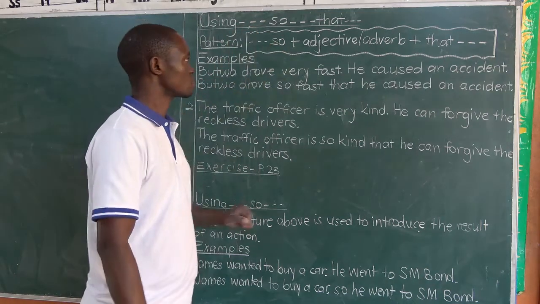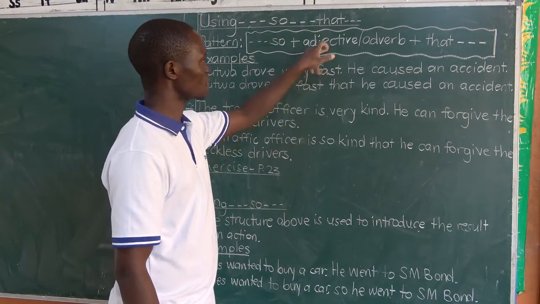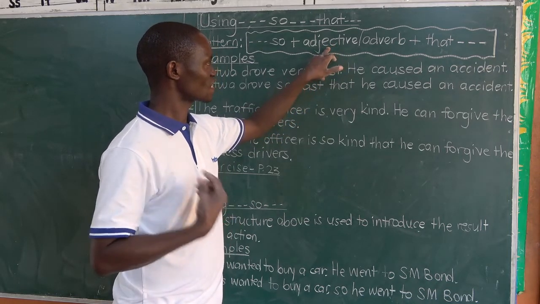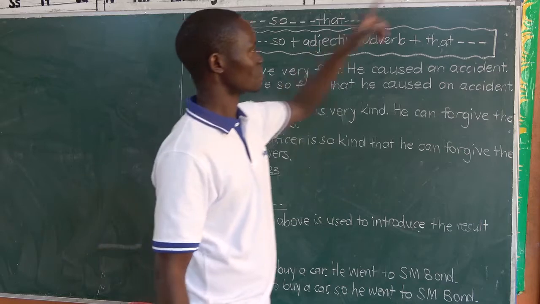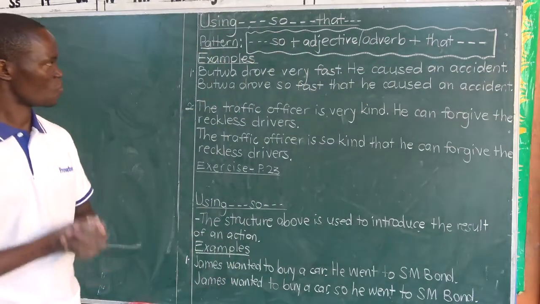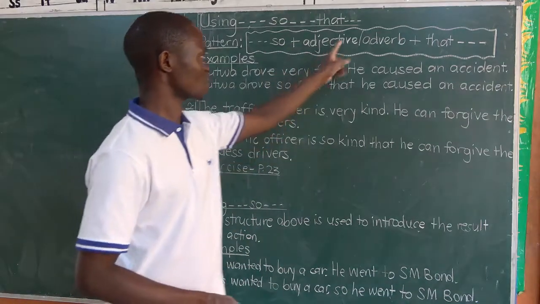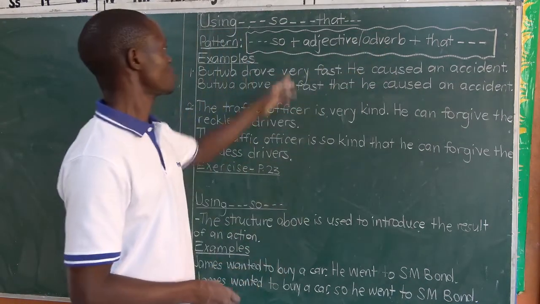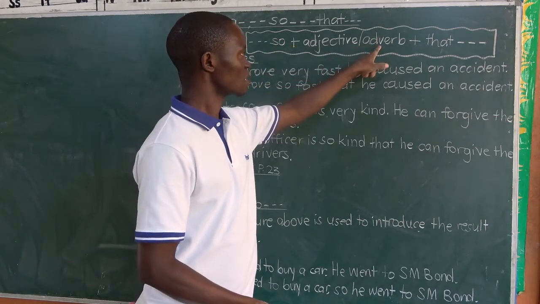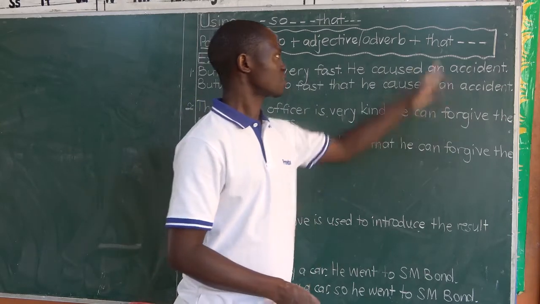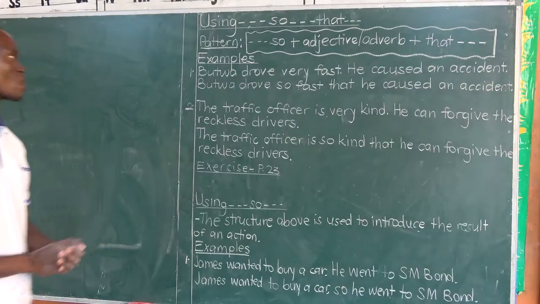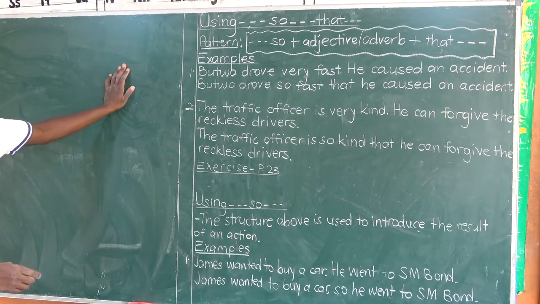Apply "so", and after "so", think of an adjective that has been used in that sentence. After getting that adjective, think of "that". Now, what if the sentence has no adjective in it? Obviously, it must have an adverb. Think of "so". After "so", add that adverb, and after the adverb, add "that". After that, you go ahead with other words as the sentence flows.